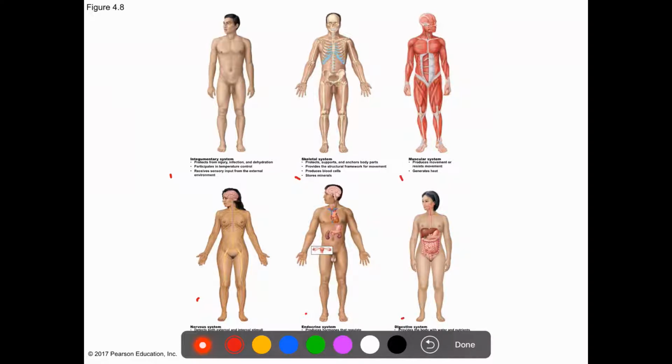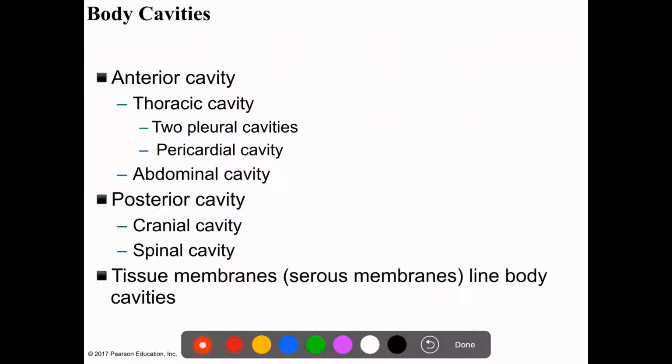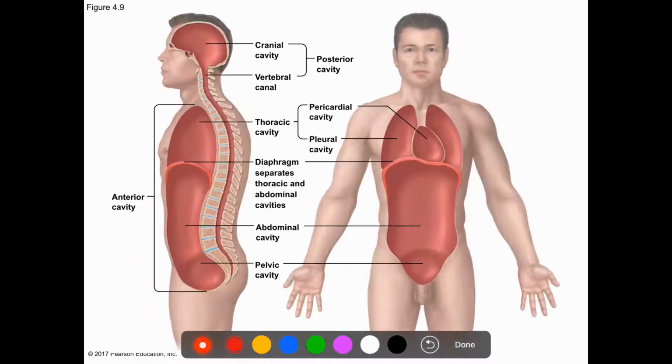And we are going to see them chapter by chapter, starting with the integumentary system. But before going into that, let's understand some basic structures or formations that we have inside our body, the body cavities. For the body cavities, we have cavities on the anterior side of the body, and we have cavities on the posterior side of the body. Anterior means the front, and posterior means the back.